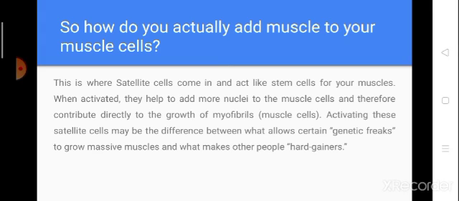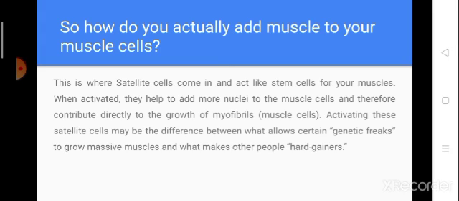Satellite cells are like stem cells which help the muscle to utilize the protein. And when you're doing a workout, these satellite cells will be activated. Okay? It means to gain muscle, you need these satellite cells, and to activate them, you have to do workouts.